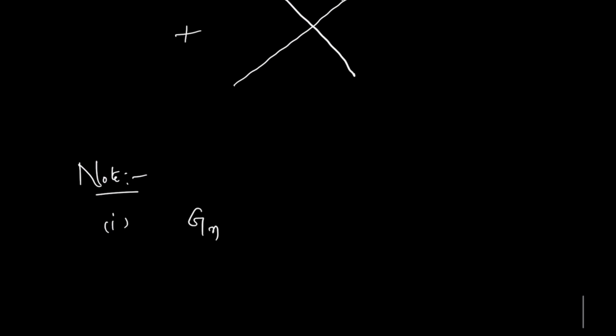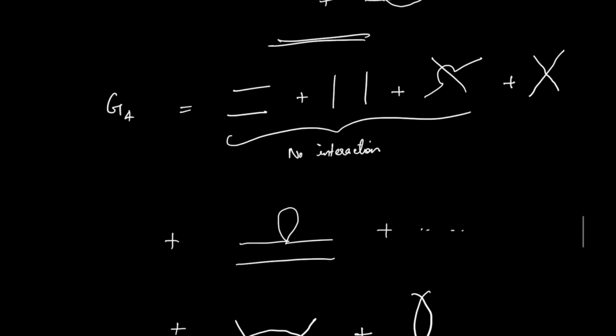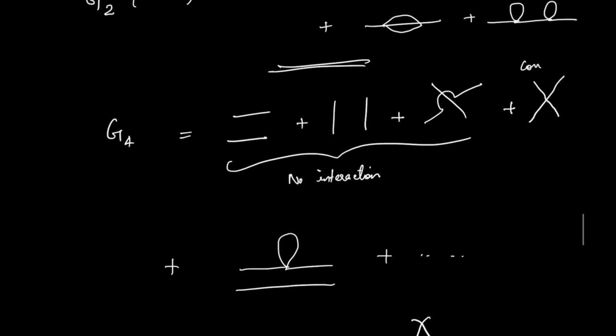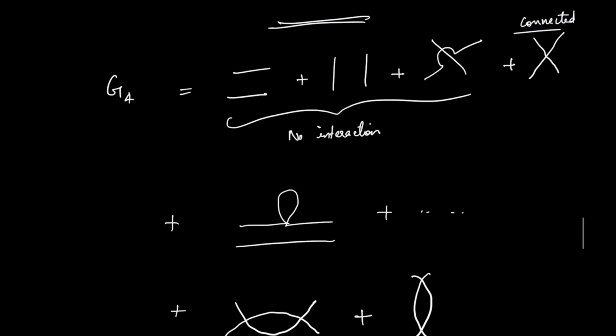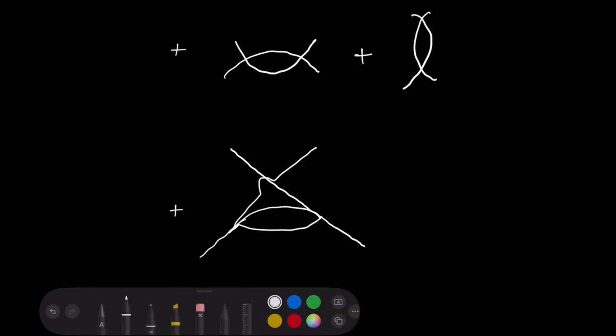the endpoint function, the total endpoint function, is actually the sum of the connected diagrams plus the disconnected diagrams. So what are connected and disconnected diagrams? If you see here, this is a connected diagram. Then this is also a connected diagram.